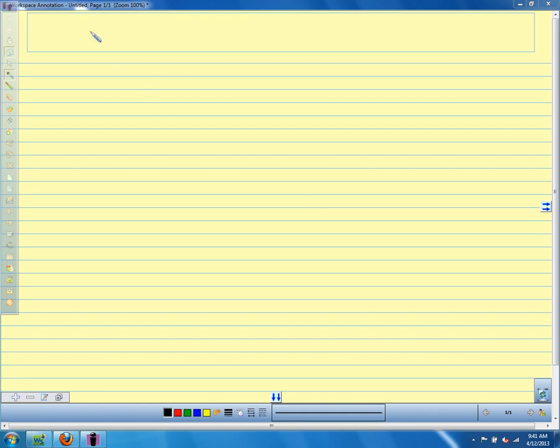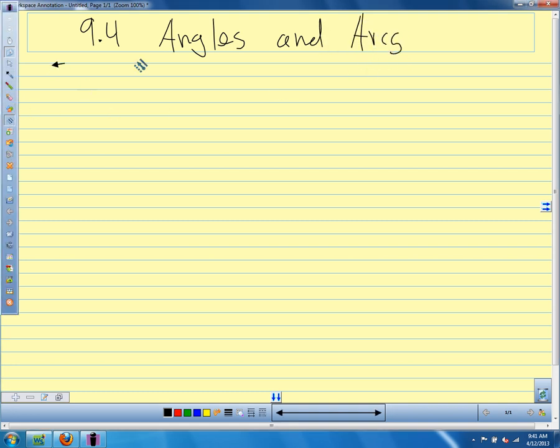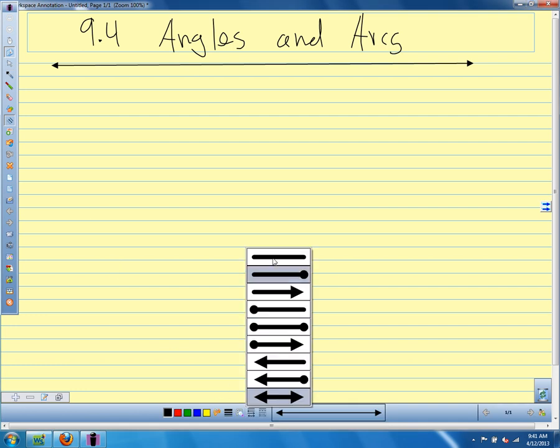Okay, so this is section 9.4, more with angles and arcs, just in different arrangement. And what I wanted to do is start with just a little bit of review of the rules that we've learned already. Really, we've only learned two rules that have to do with angles and arcs.